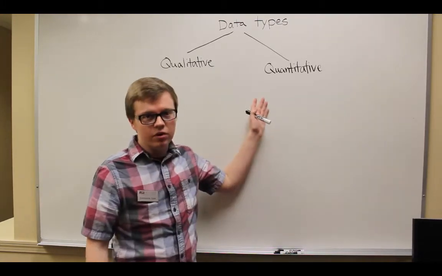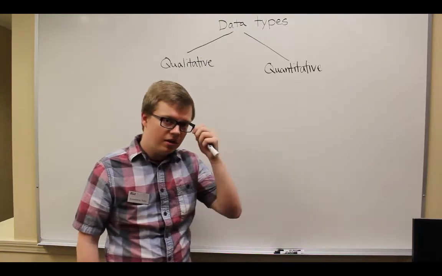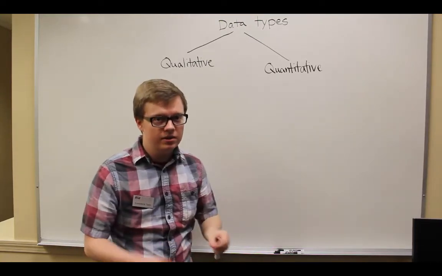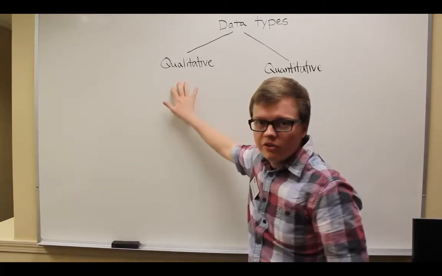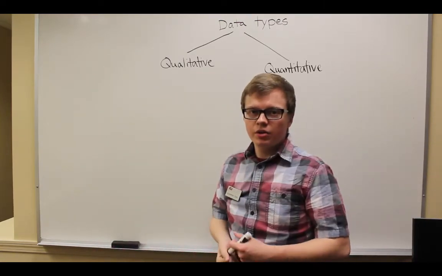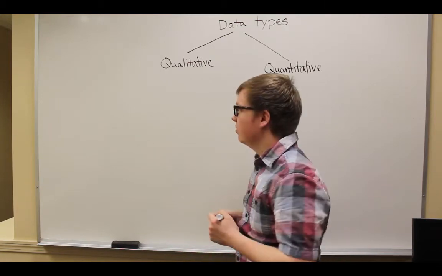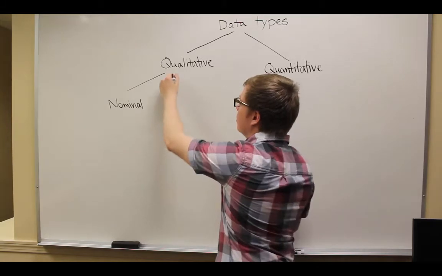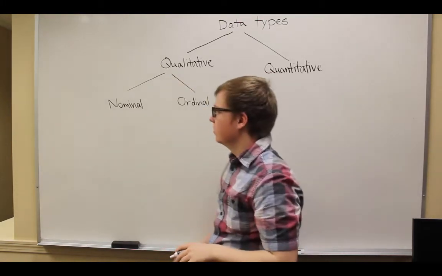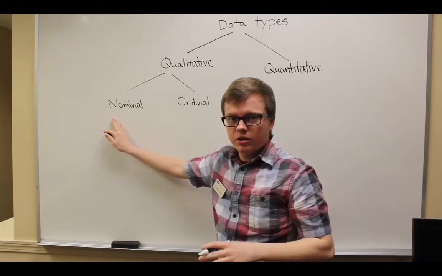But these can be further broken down, and a lot of times in statistics you need to talk about these smaller subcategories of data. So first I'm going to talk about qualitative data. Usually we break that down into two smaller categories. So that's nominal data and ordinal data. And so nominal data, I'll talk about that first.